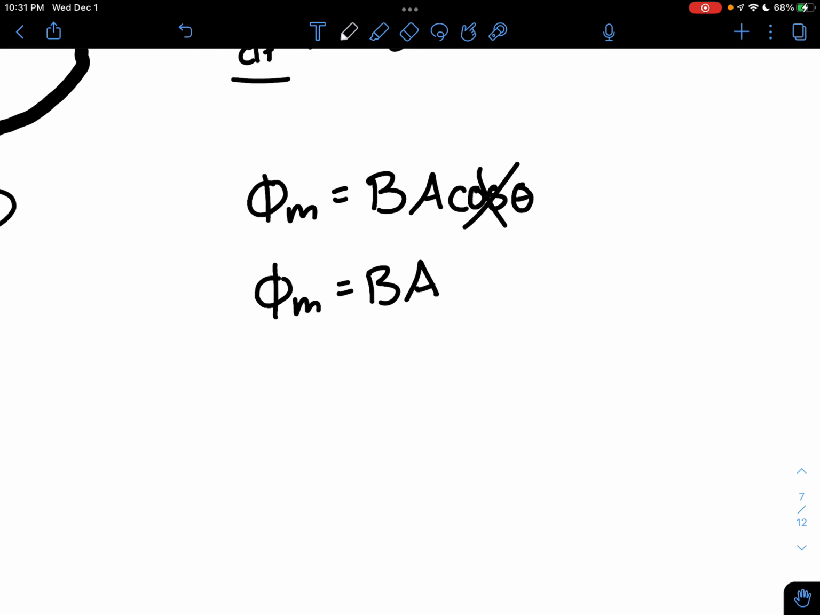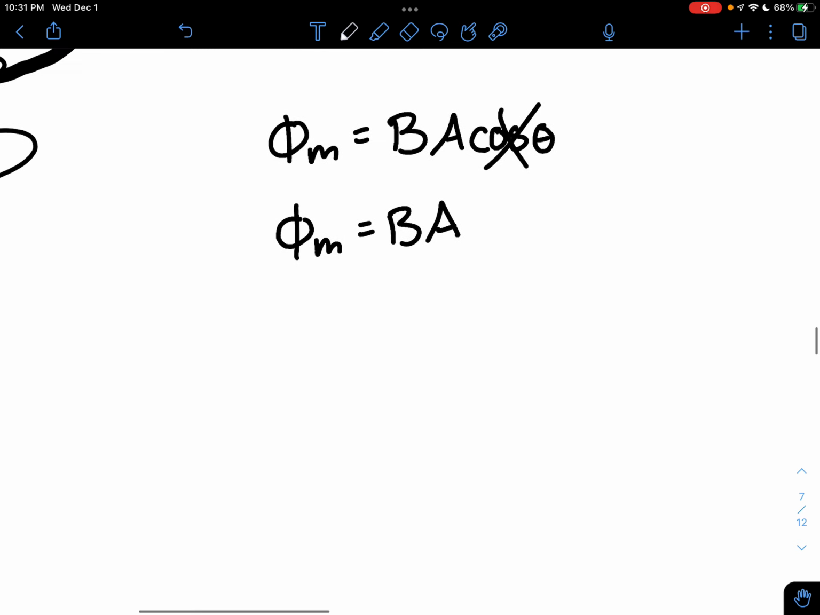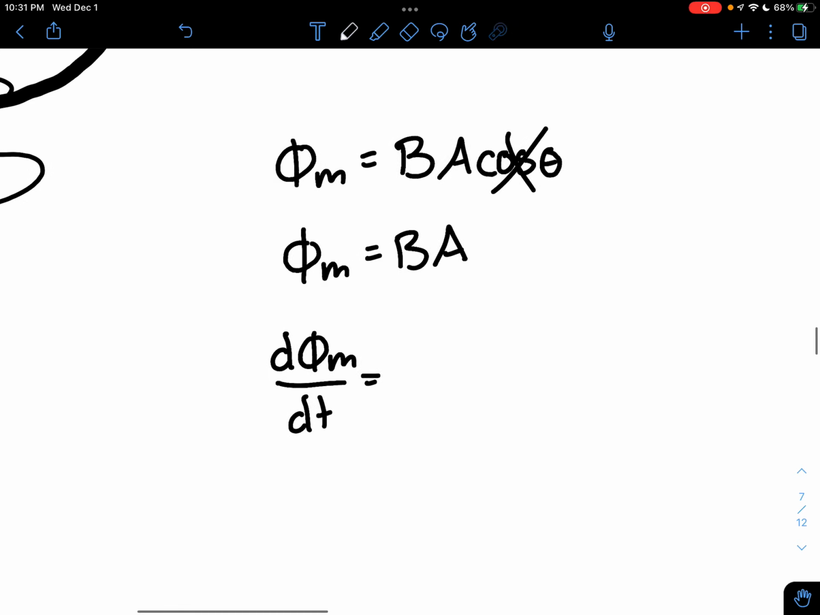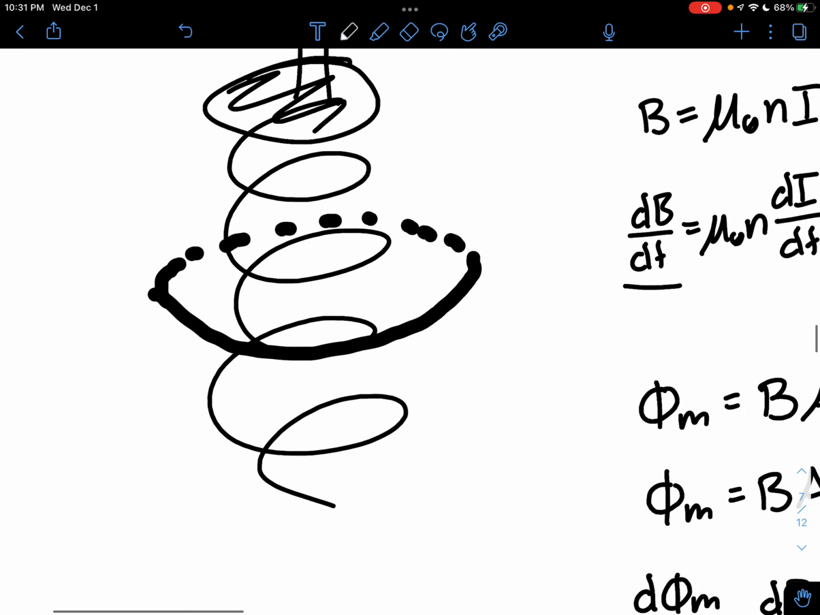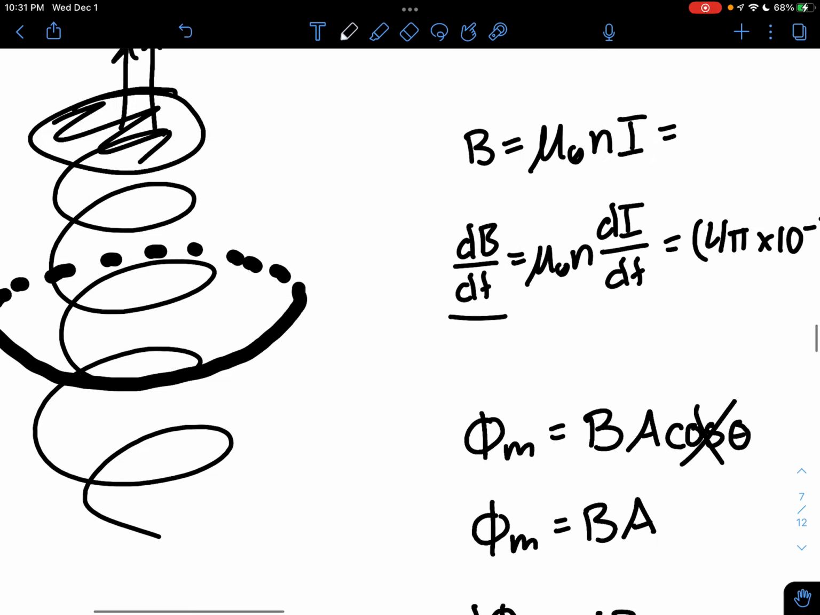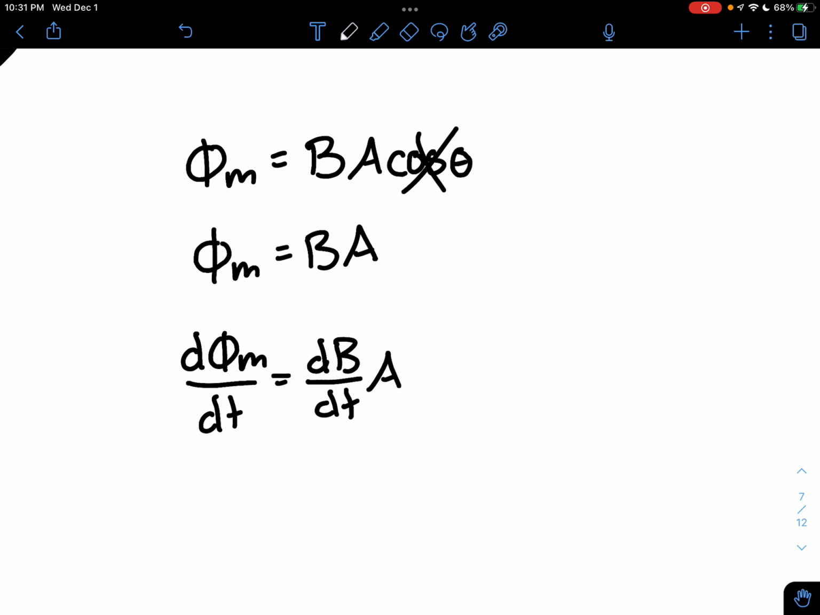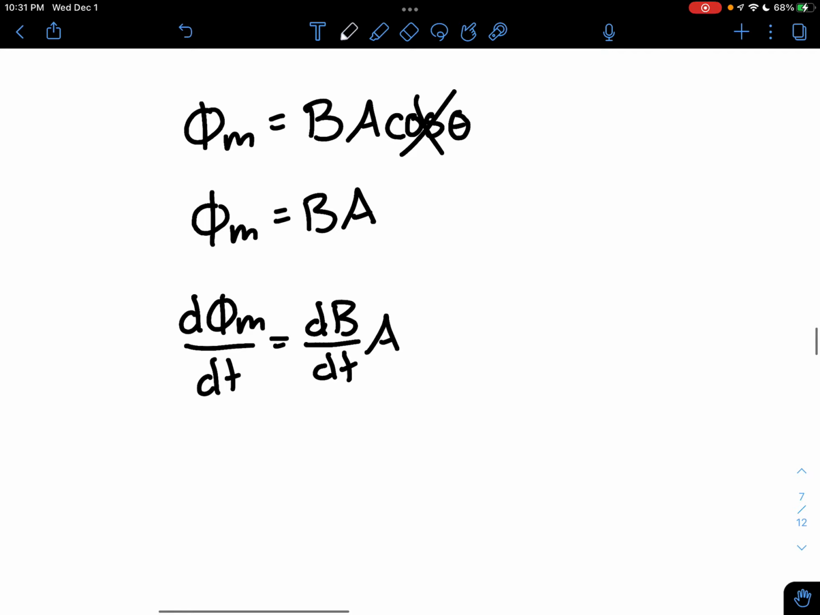So I'm going to take the derivative of both sides with respect to t, which is going to give us our d phi dt, right? Because obviously this is going to change with time, because our magnetic field is changing, which again is our dB dt. But the cross-sectional area of the solenoid isn't going to change over time, so that can just stay as a constant, right?